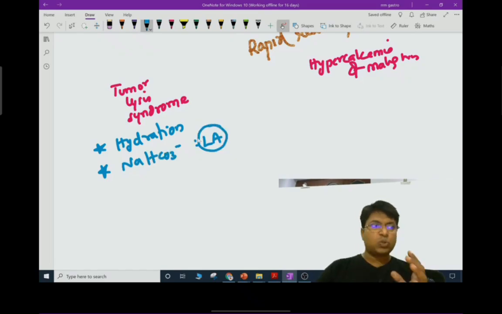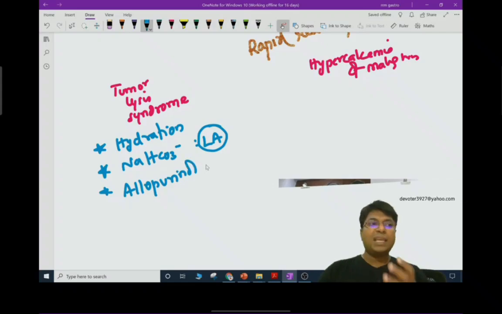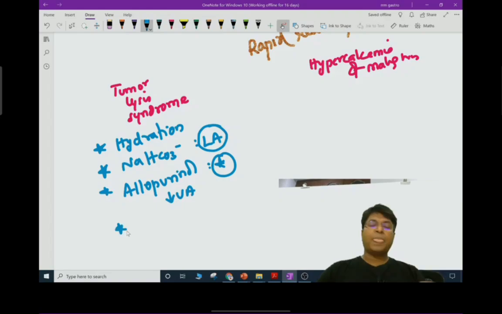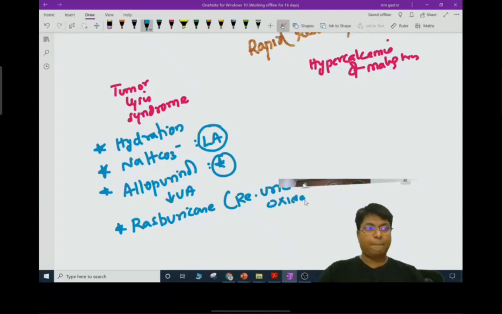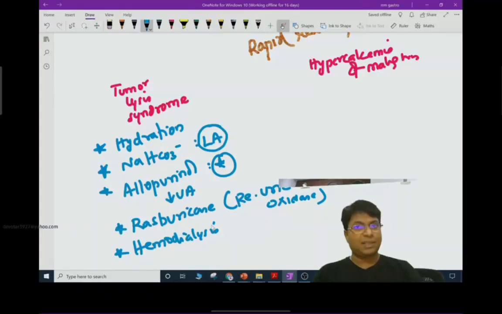Since there is increased uric acid, I have to give allopurinol, which is a very important drug that inhibits uric acid formation by blocking hypoxanthine to xanthine conversion in the uric acid pathway. You'll be reading this in pharmacology and biochemistry. Allopurinol is used to decrease uric acid. Other drugs include rasburicase, a recombinant uric acid oxidase. We also use hemodialysis in cases of renal failure. Very important. These are the drugs used in tumor lysis syndrome. You can get this question.